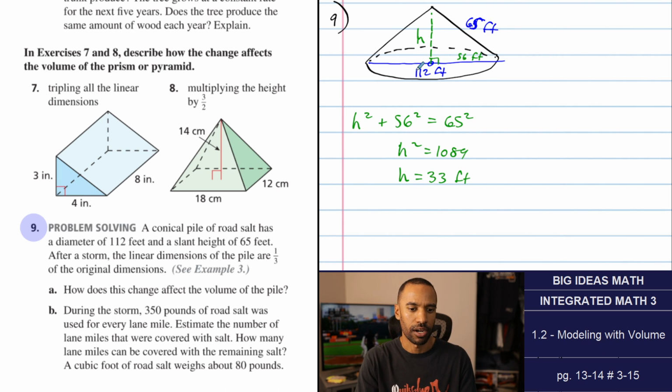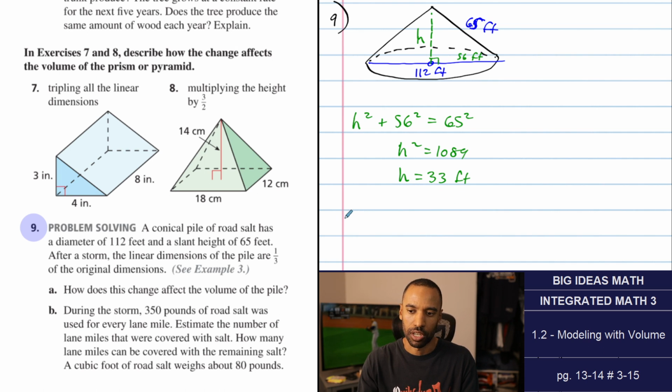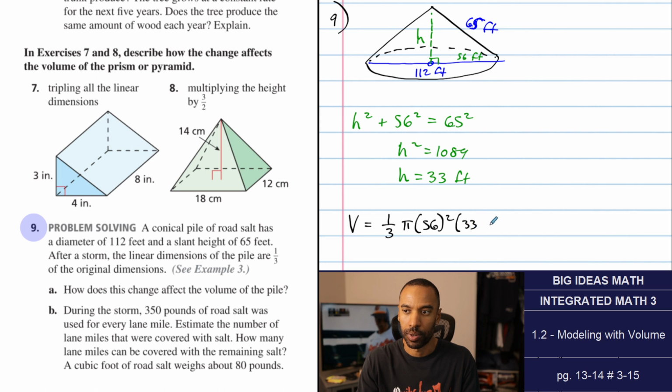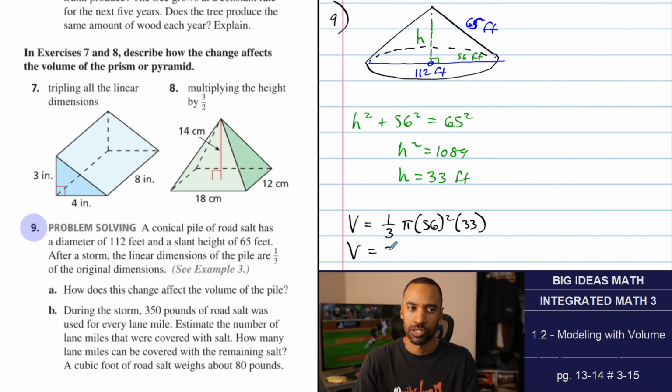So let's just start off with the volume here. It says, how does this change affect the volume of the pile? I think they want us to compute the things. If not, we might still have to compute them anyway for part B. So I'm just going to go and still figure it out. Volume of a cone is 1/3 area of base times height, and the area is specifically pi r squared. So pi times 56 squared, and times its height of 33. Not 65, but 33. I'm going to leave it in terms of pi. 1/3 of 56 squared times 33. So volume for now is 34,496 pi cubic feet of the original pile.